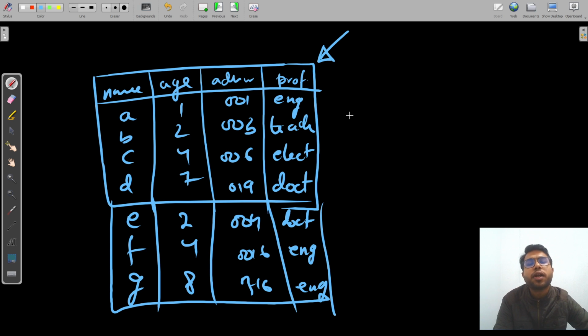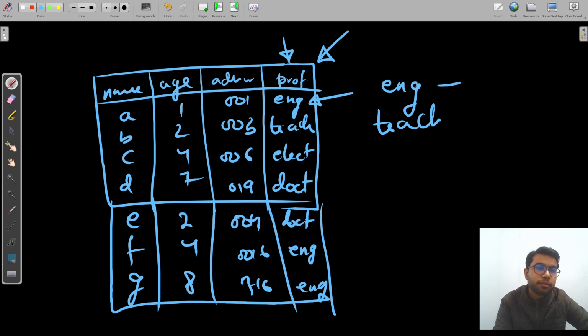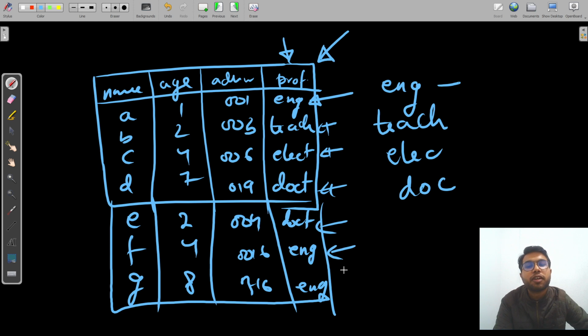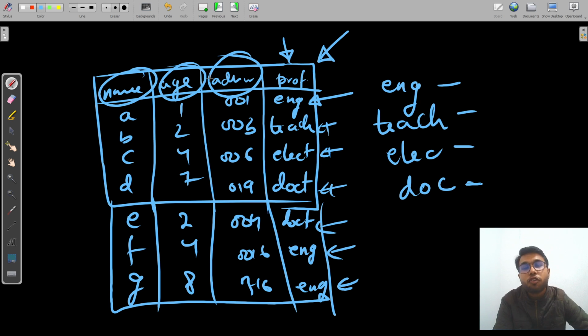So what happens is I would find unique values on my profession column, right? On my profession attribute. So I find engineer, right? Then I find teacher, right? Then I find electrician. Then I find doctor, right? And everything else that comes after is just repeated, right? Now, what if I tried to access these attributes for the group, right? What would happen if I tried to access these attributes for my group?